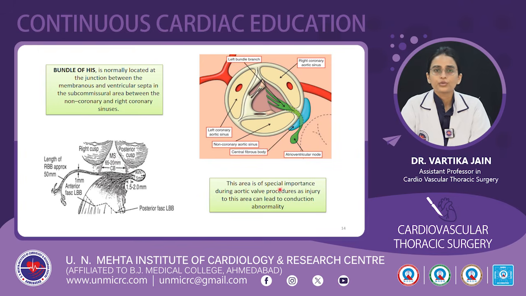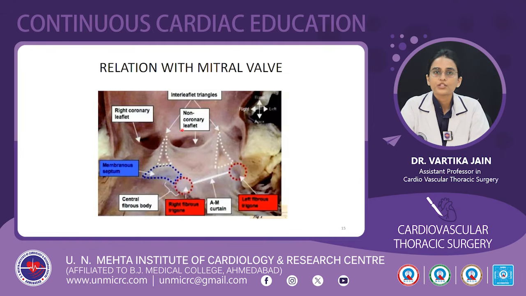Now what is important to know here is that the bundle of His is normally located at the junction between the membranous and the ventricular septum, in the subcommissural area between the right coronary cusp and the non-coronary cusp. So this area is specifically of very great importance during aortic valve procedures, as injury to this area can lead to conduction abnormalities.